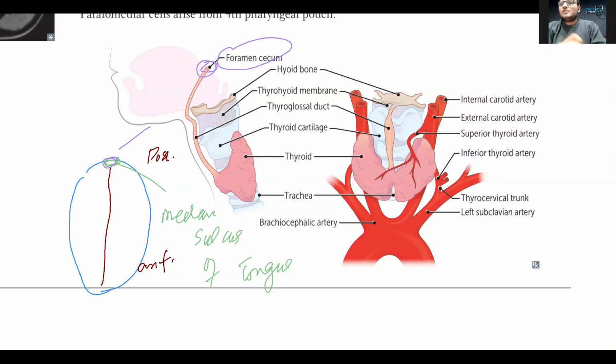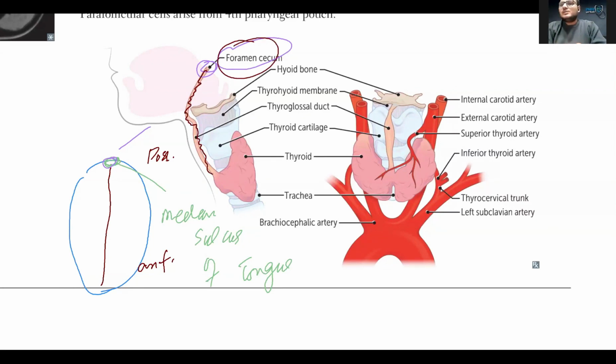This is the connection with the thyroid. So, this is the connection. The thyroglossal duct, when it persists abnormally, is connected with the foramen cecum. That is the posterior-most part of the tongue. This is the foramen cecum. This is the thyroglossal duct.